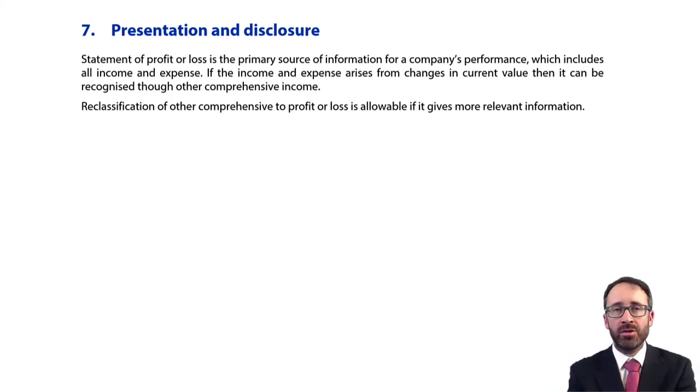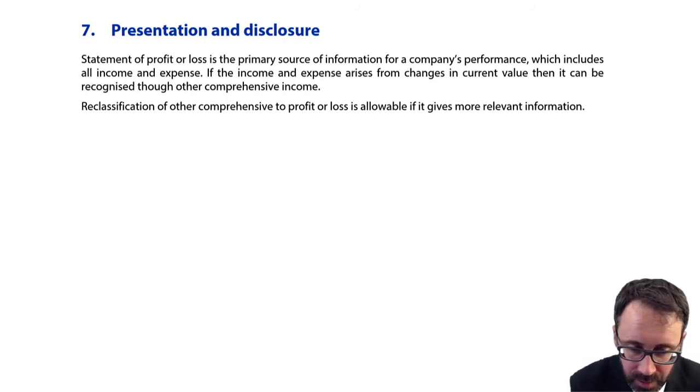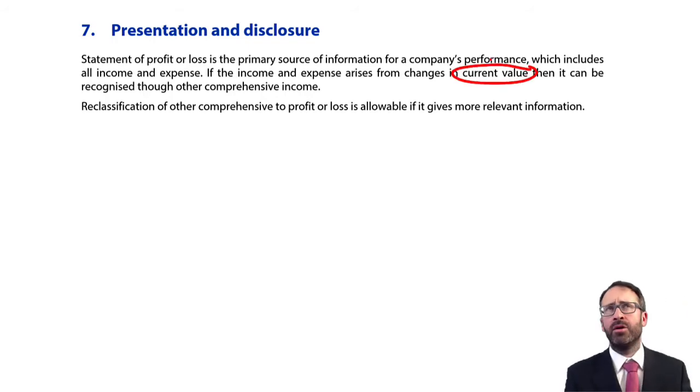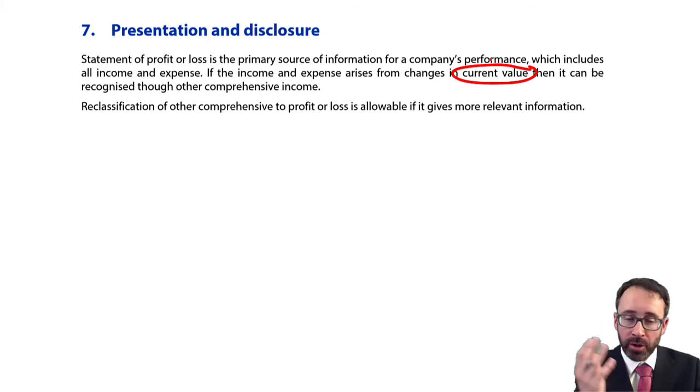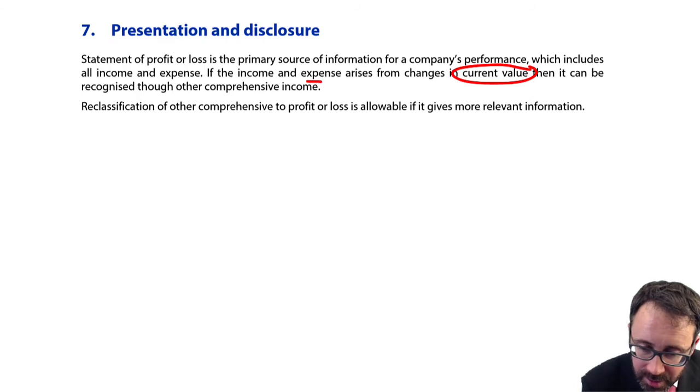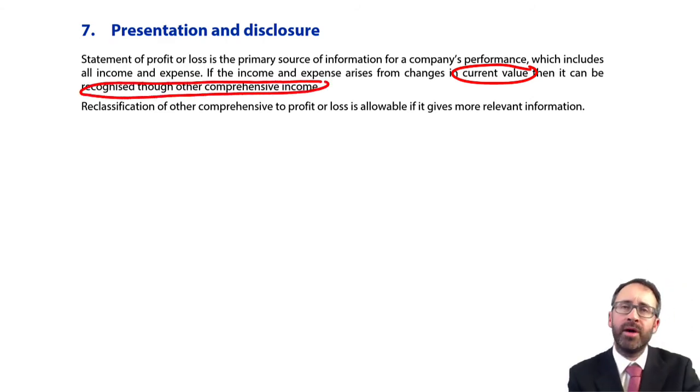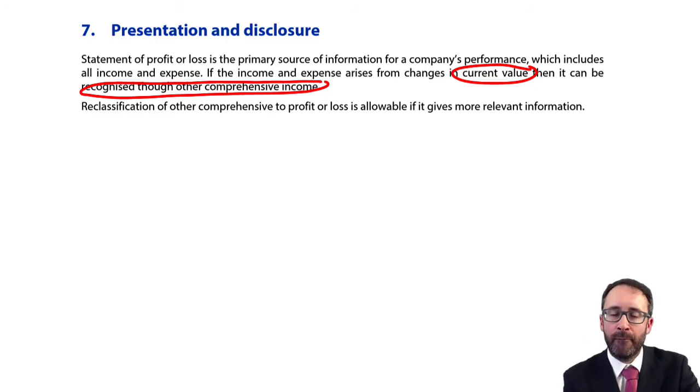However, the standard, I say standard, this isn't a standard, it's the framework, apologies. What it then goes on to say within the framework is that any changes in the current value, so remember, changes in current value can come from changes in fair value, value in use or fulfilment value. Yes, they're going to go through profit or loss, but it says they can be recognised through other comprehensive income. So we've seen that before, haven't we, with regards to the revaluation of property, plant and equipment. It can be recognised through other comprehensive income instead, because effectively it has yet to be realised.